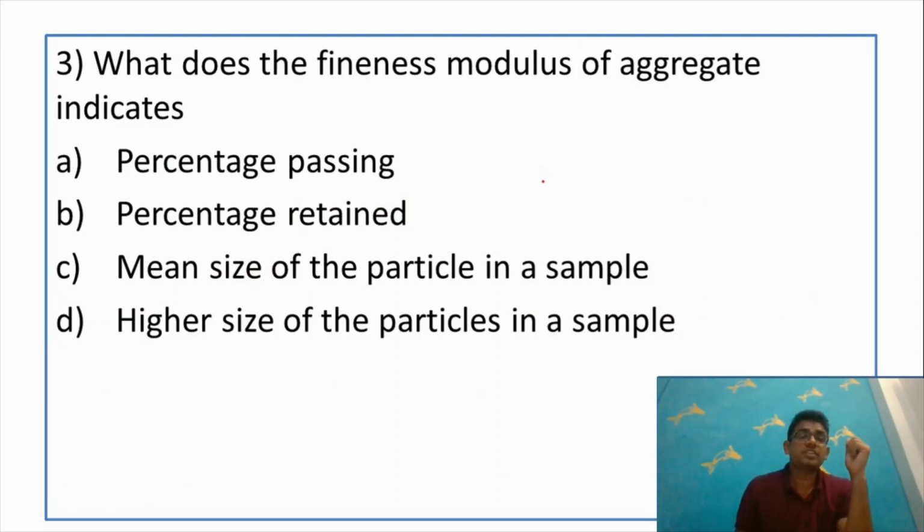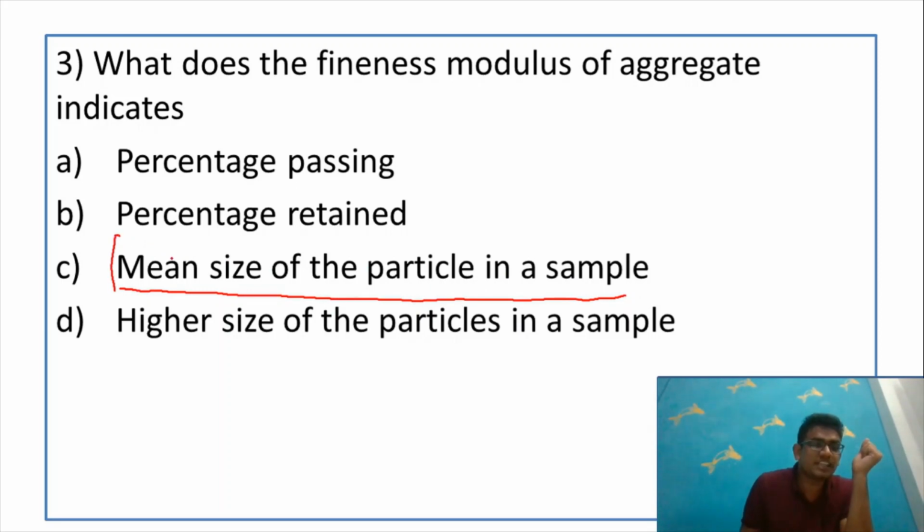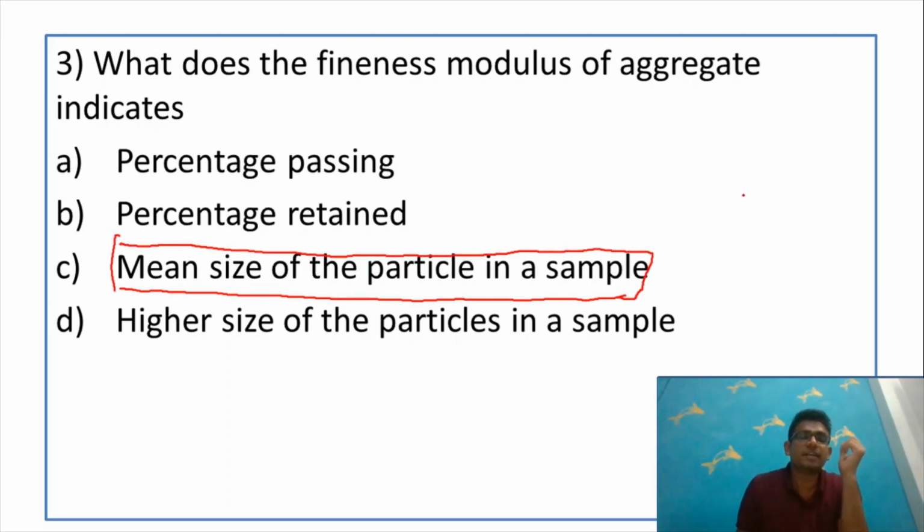Next one. What does the fineness modulus of fine aggregate indicate? So basically fineness modulus of fine aggregate indicates mean size of the particle in sample. That means if you take a sample, it consists of particles of different sizes, and for the different sizes, if you calculate that mean, that will be represented using the fineness modulus.